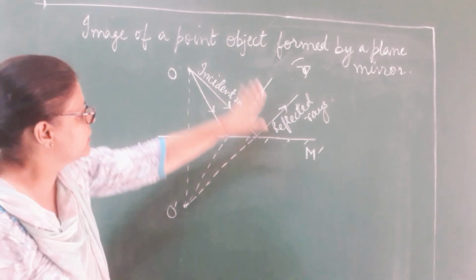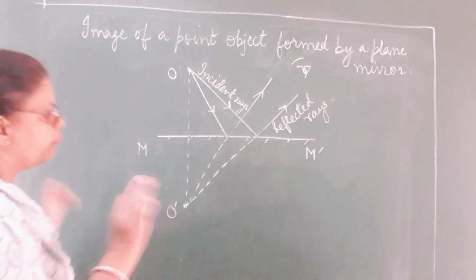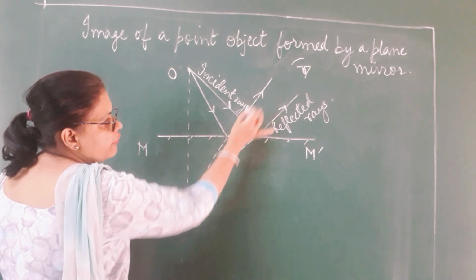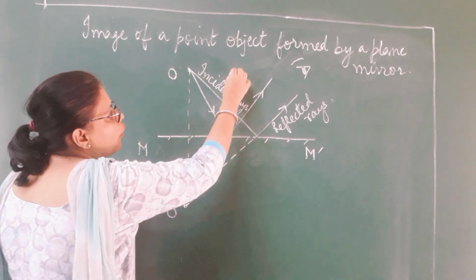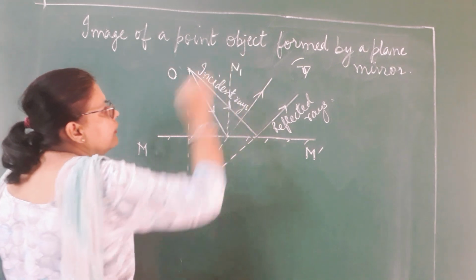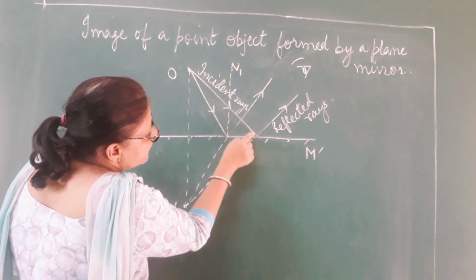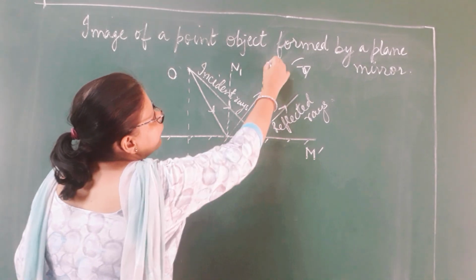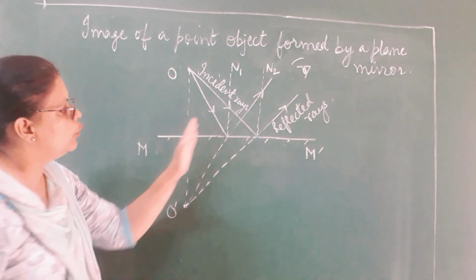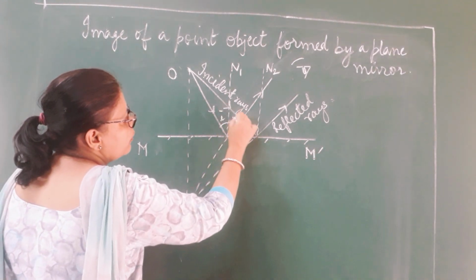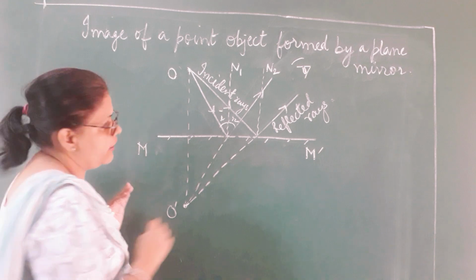Okay, children, so this is the complete diagram. If you want, where they are meeting, you can draw a dotted line right in the center. This will represent normal 1, and where the second incident ray and reflected ray meet, in the center you can draw normal 2. So I have drawn two normals, and as you know, angle of incidence should be equal to angle of reflection according to the law of reflection.